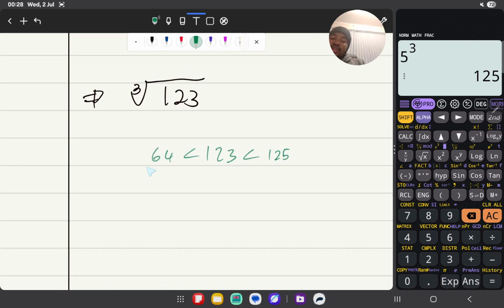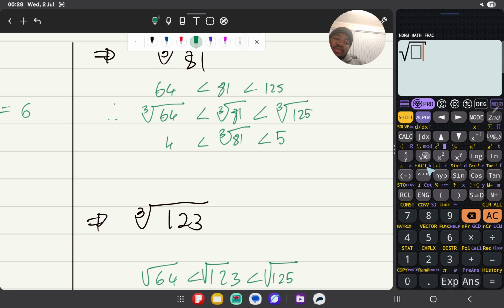And the same logic will then fall to say this, and then you have your numbers being between 4 and 5. Let's test them. Start with this one. Not square root, man. Cube root of 81, right? It's 4.3, so it's 4 point something. Agreeing with our calculations here, that is between 4 and 5.